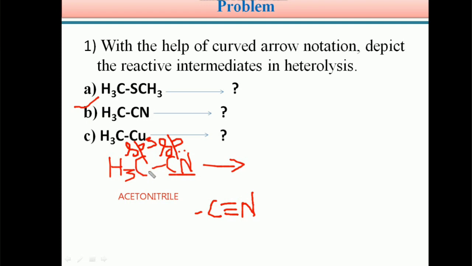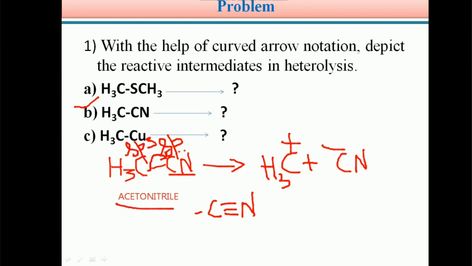As a result, the heterolysis takes place in such a way that the bond pair of electrons will move towards the cyano group. Therefore, the reaction intermediates during the heterolysis of acetonitrile are CH3+, the methyl carbocation, and CN minus, the cyanide anion. So the methyl carbocation and the CN minus anion are the reaction intermediates during the heterolysis of acetonitrile.